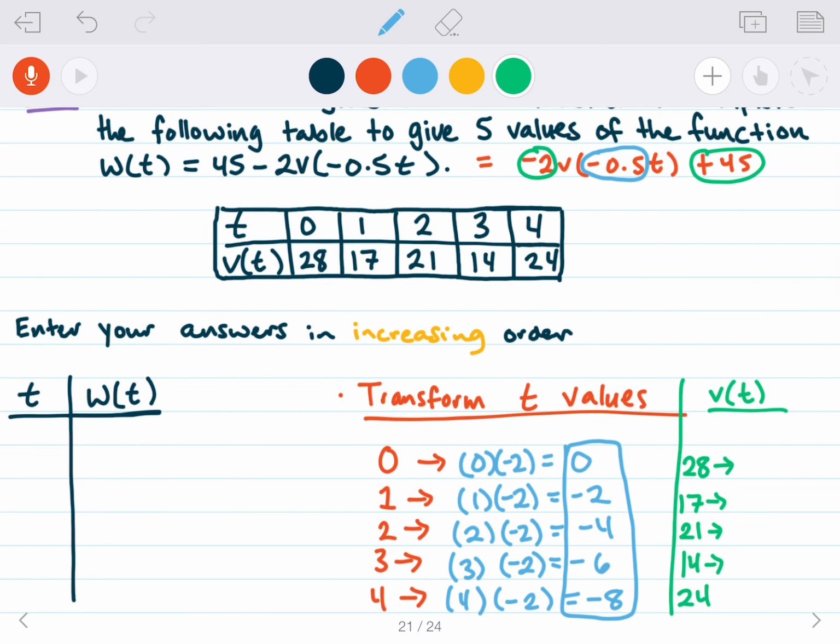So this is going to be 28 times -2 plus 45. Of course, I'm running out of room here. That's going to give us -11. Then we have 17 times -2 plus 45 equals 11.